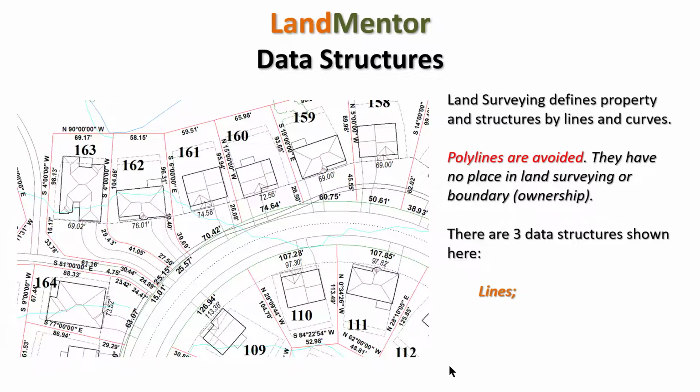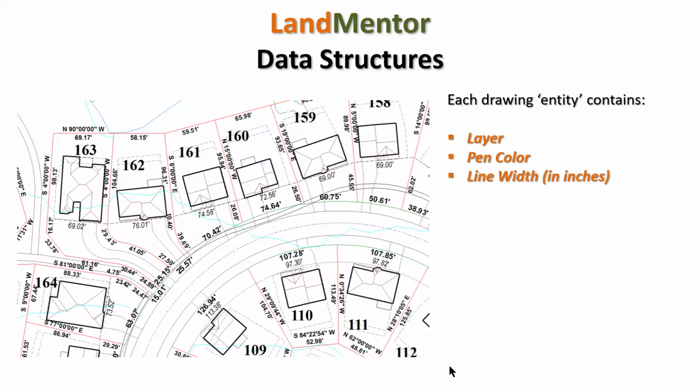There are 3 data structures shown here. There are only lines, curves, and text. That's it. No other data structures. Each drawing entity, a line or curve, contains a layer, a pen color, and a line width. We don't have a pen color associated to a line width because with today's computer, it will show you accurately what that line is going to be plotted on the screen.